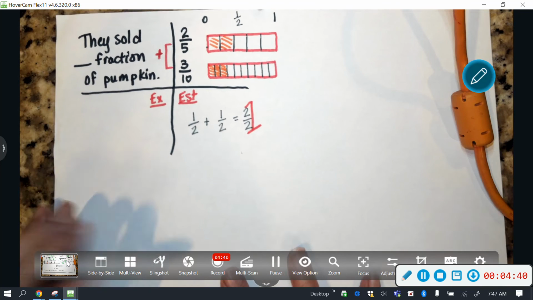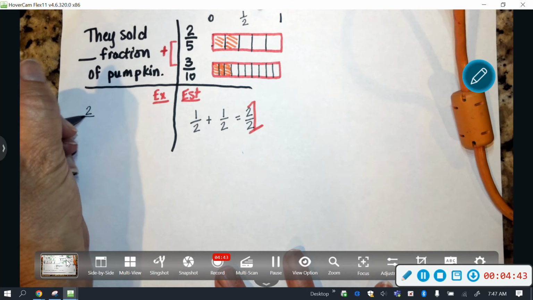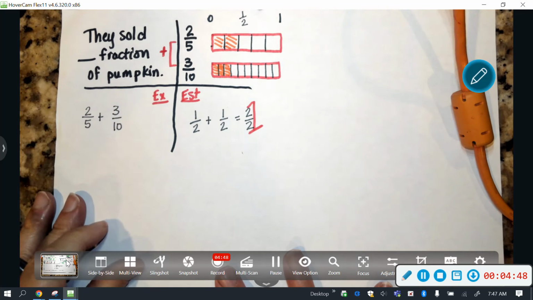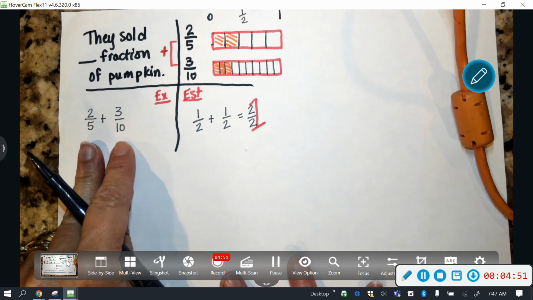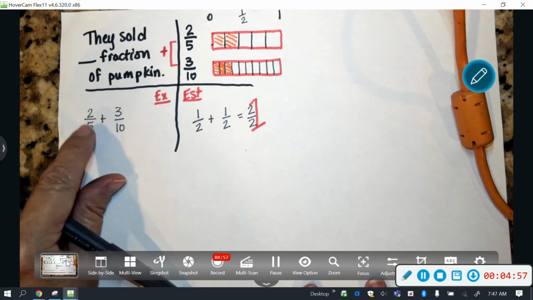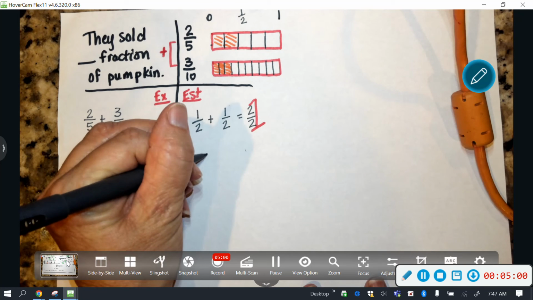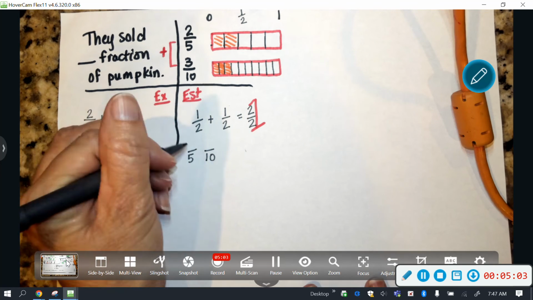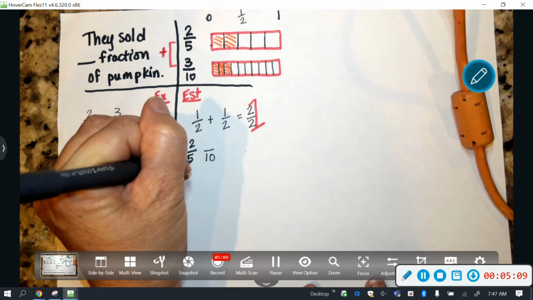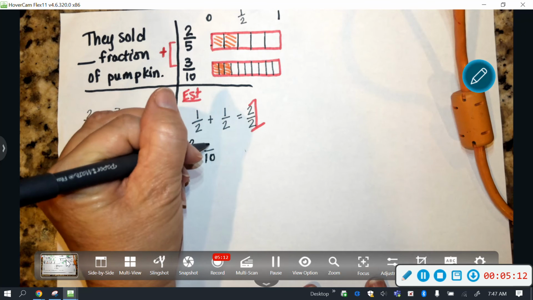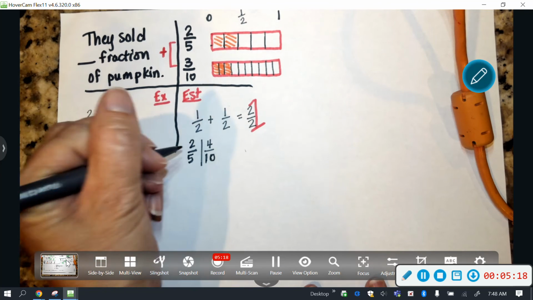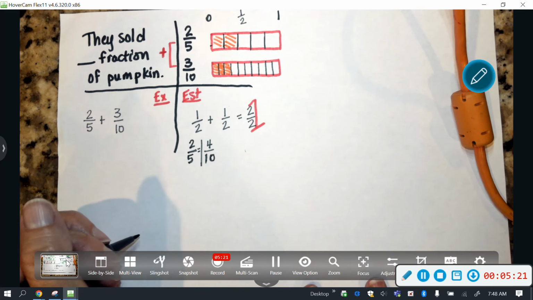Now what I'm going to do is I'm going to rewrite my expression. 2/5 plus 3/10. And right away I notice that I do not have common denominators. So one quick thing to do is to try to count by your 5s and see if you can get to 10. And yes, you can. So if I start with the fraction 2/5 and I skip count by 5s to get to 10, then I can skip count by 2s to get the number 4. So 4/10 is an equivalent to 2/5.